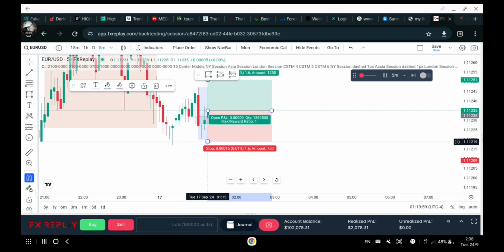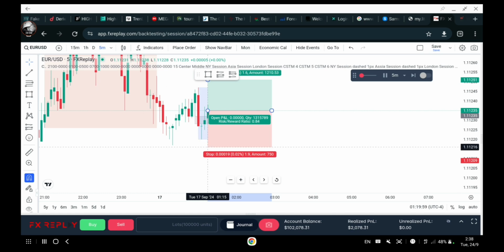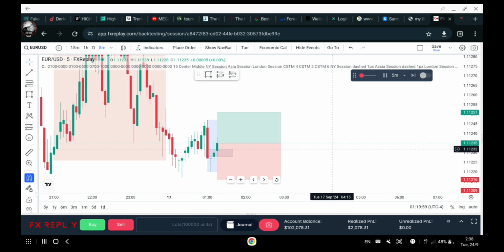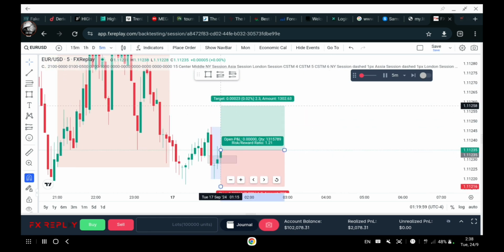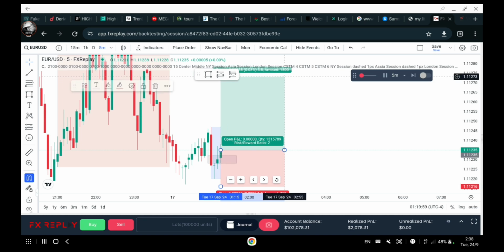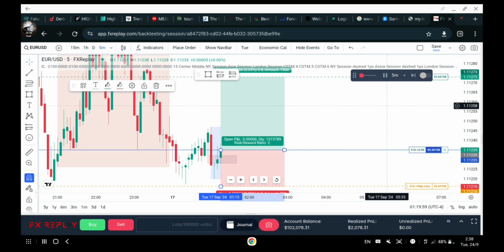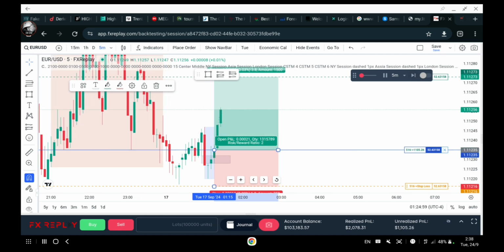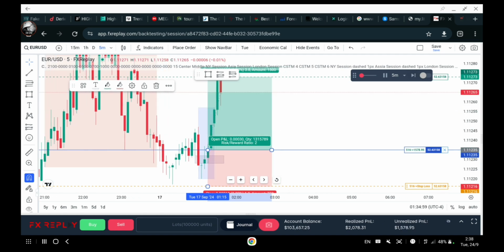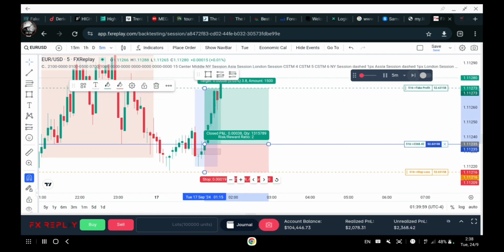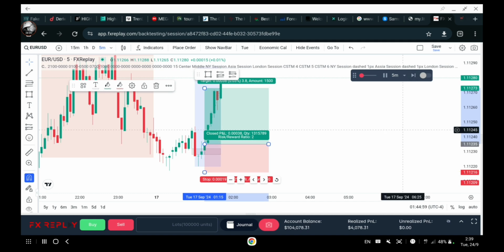Buy here. Stop loss at the lows, right there, and we target 1 to 2 RR. This is a continuation setup. Let's see how it goes. Wow. Oh, it missed TP. TP is hit.